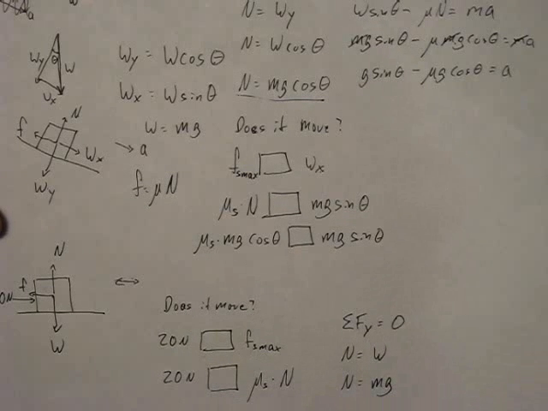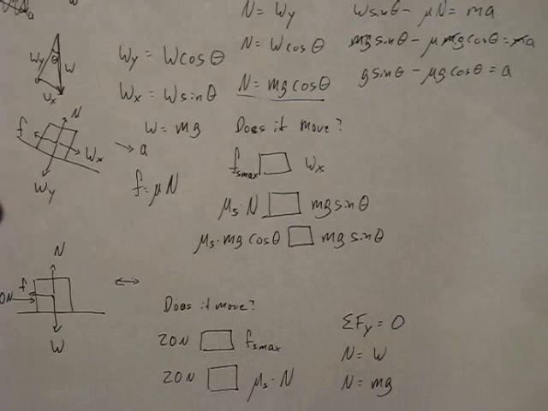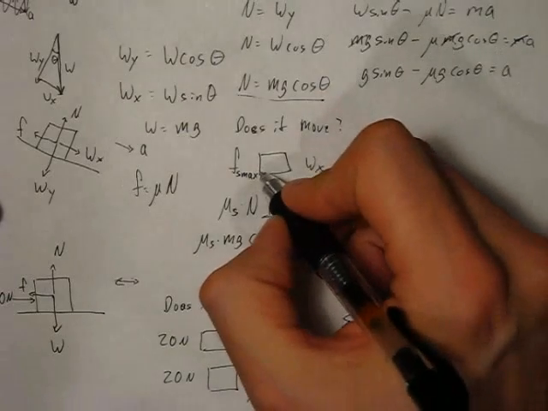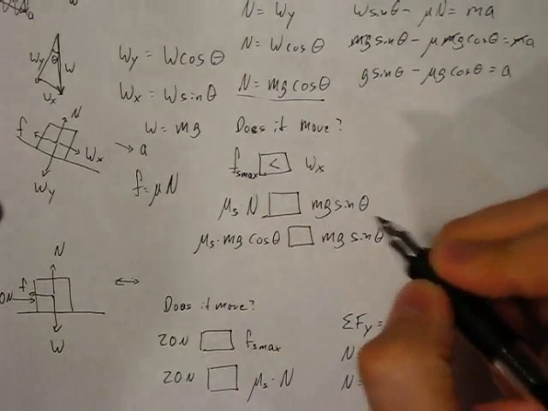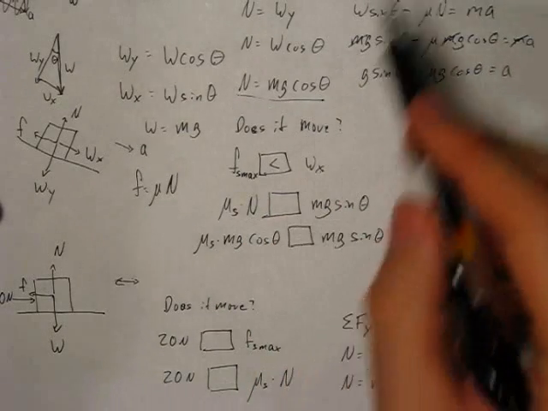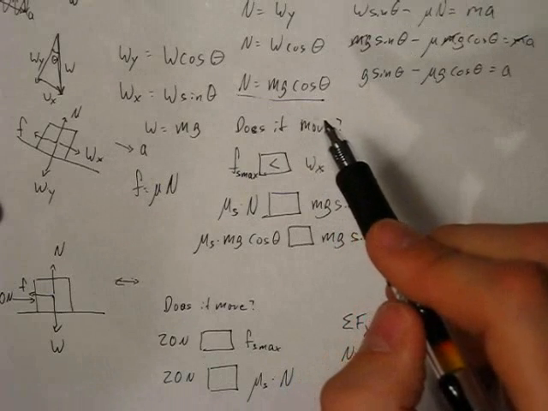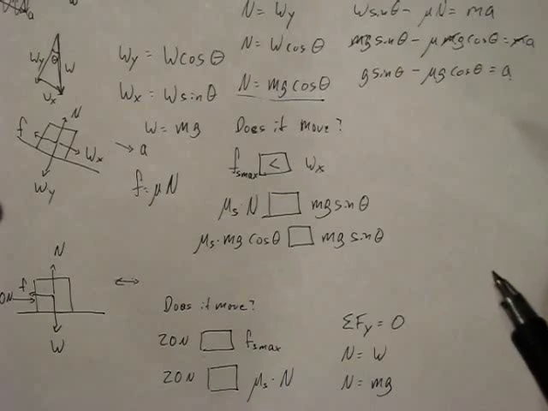So the first question you need to answer for numbers 1, 2, 3, 4, and 5 is, does it move? If you find that the answer is no, you're done right there. But if you find that the friction static max is less than whatever force is trying to get it to move, then you need to start going into the forces in the x direction to figure out exactly what the acceleration is.